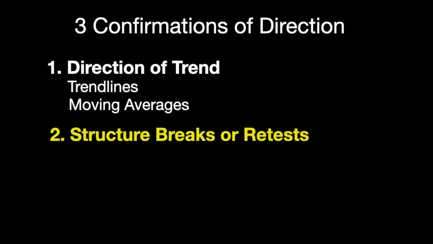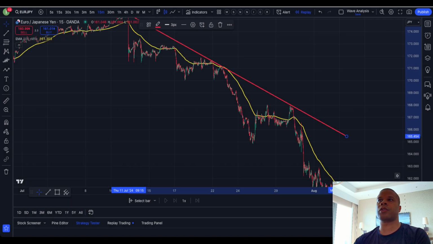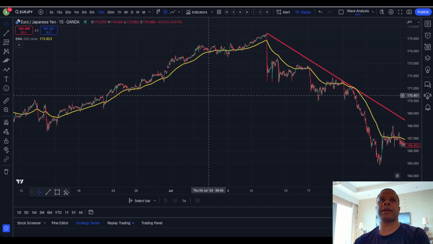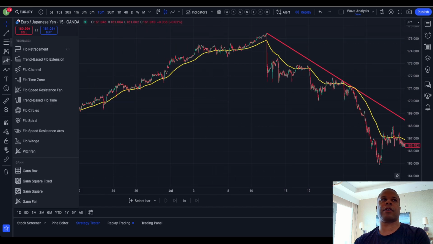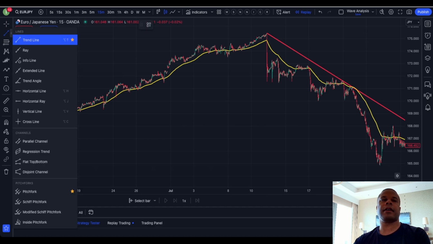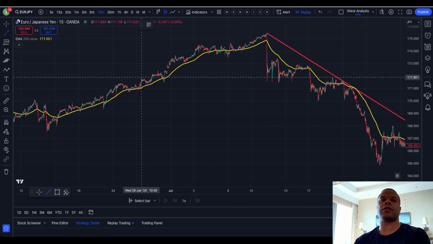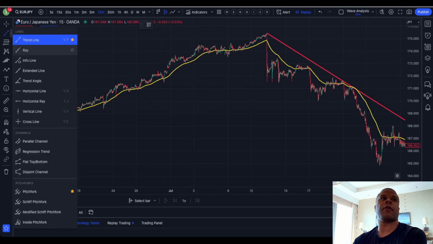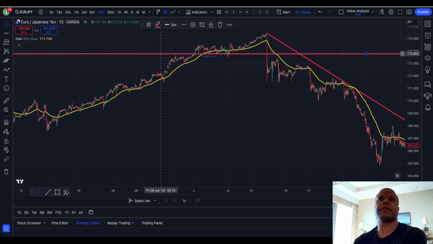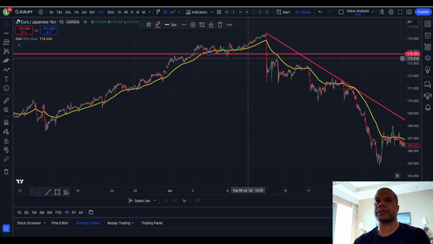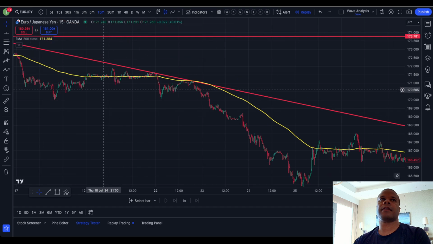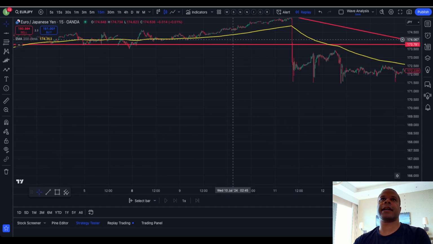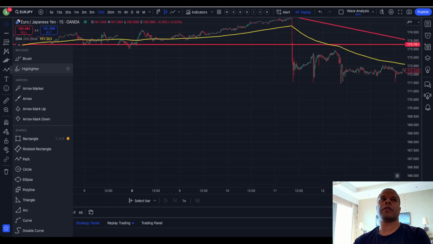The second confirmation is structure breaks or retest. And so we talked about that with support and resistance, right? We talked about here. Remember how I was showing you before that these new highs were being set, and then the market started to get erratic up here, right? And then we saw this big candle. Remember, we saw this big candle, and this big candle broke structure.